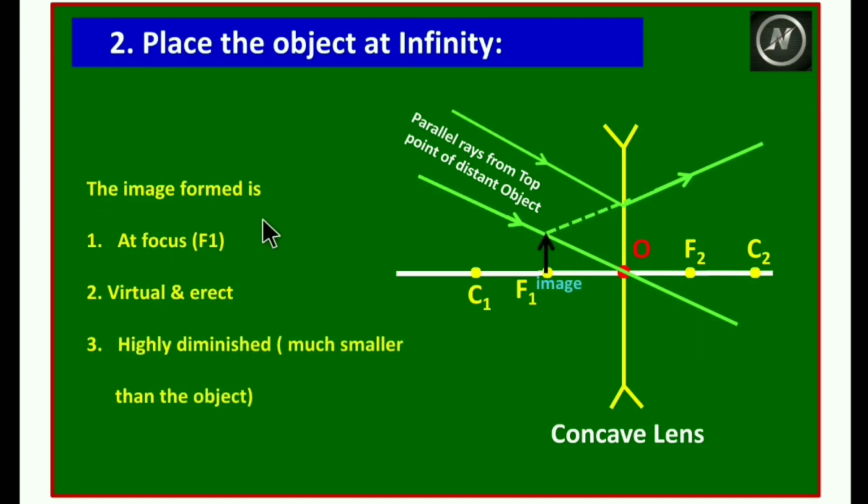The image formed is at focus f1. The image type is virtual and erect. The image nature is highly diminished, much smaller than the object.